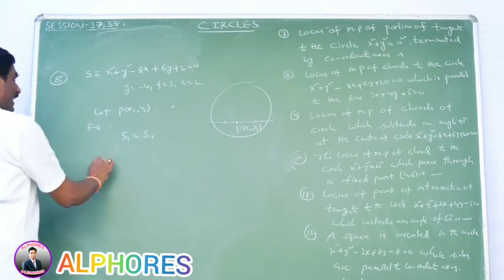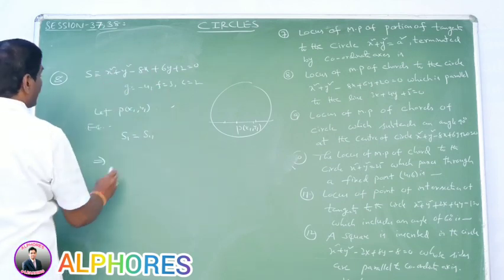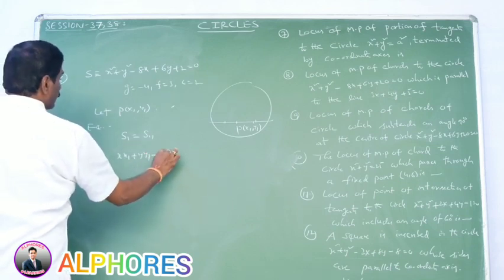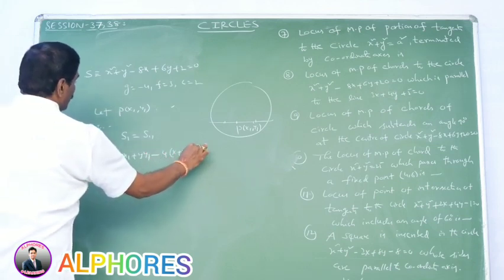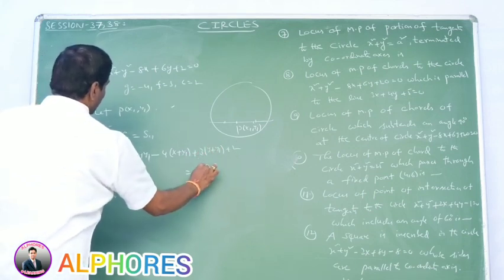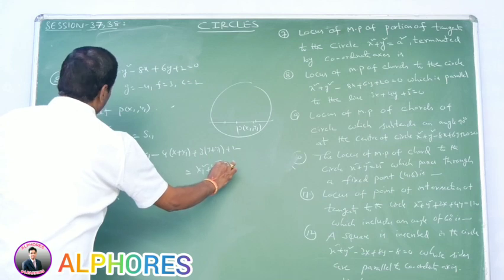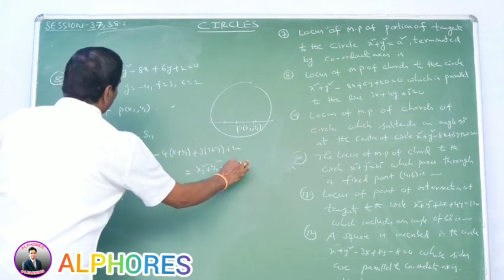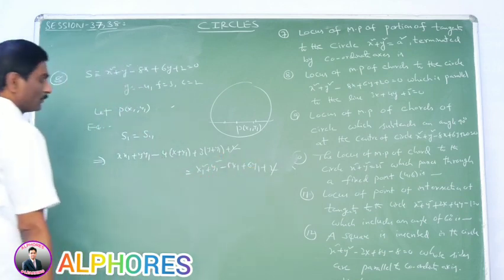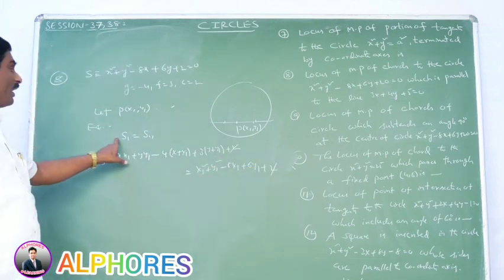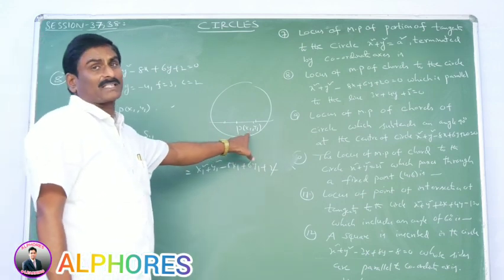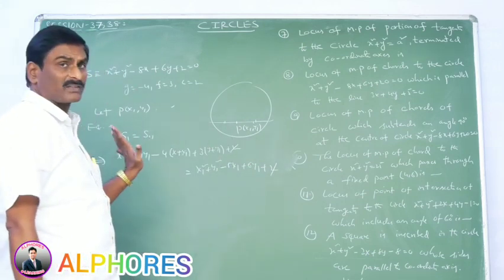What is the notation for S1? S1 is x x1 plus y y1 plus g (x plus x1) plus f (y plus y1) plus c, that means minus 4 of (x plus x1) plus 3 of (y plus y1) plus 20. S11 means x1 square plus y1 square minus 8x1 plus 6y1 plus 20. Here the 20 cancels. It is the equation of the chord. Then the midpoint is given, so we find the locus of the point P (x1, y1).